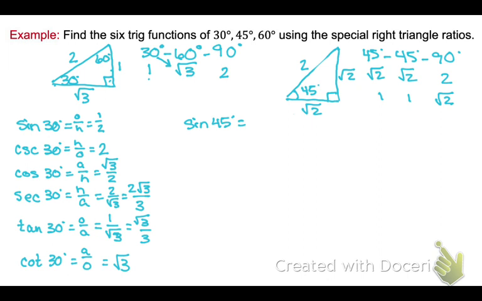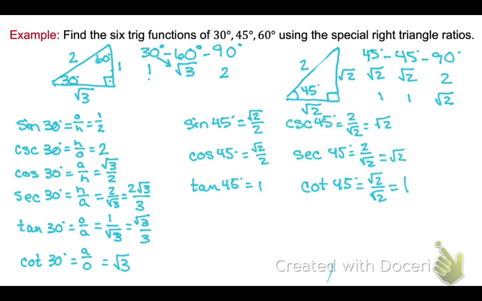Do you need help? You should figure it out. Okay. Did you guys get it? Yes. Did you rationalize correctly on cosecant and secant? Yes. Okay, questions.